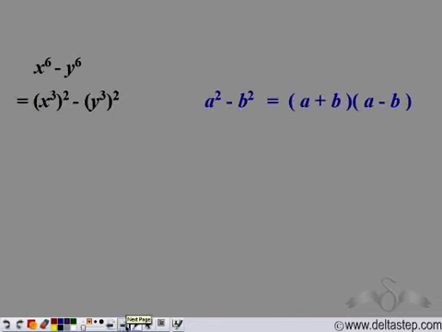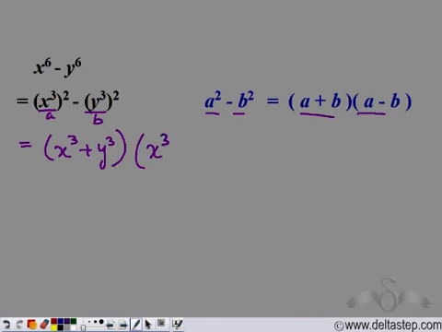So we can use this identity, a square minus b square is equal to a plus b into a minus b. So here, this is a and this is b. a square minus b square can be written as a plus b into a minus b. So we can write it as x cube plus y cube into x cube minus y cube. This is a plus b into a minus b.